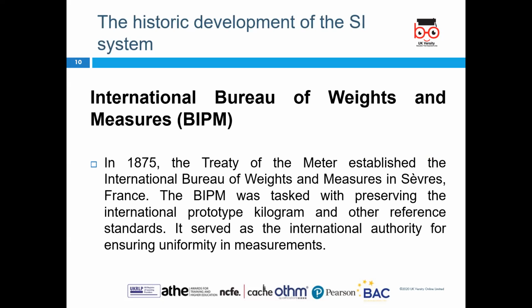So in 1875, the Treaty of the Meter established the International Bureau of Weights and Measures in France. This international body was tasked with preserving the international prototype kilogram and other reference standards. It is still there in its museum today. It served as the international authority for ensuring uniformity in measurement. Basically, this can be used as a reference point for measuring the kilogram and its reference weight.